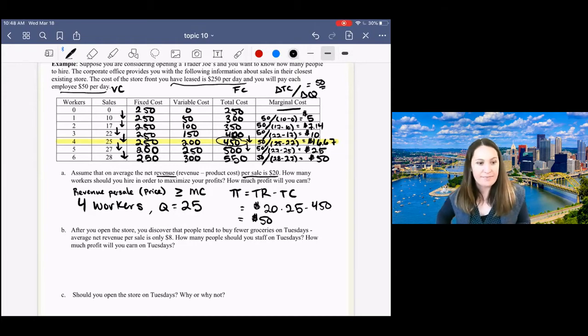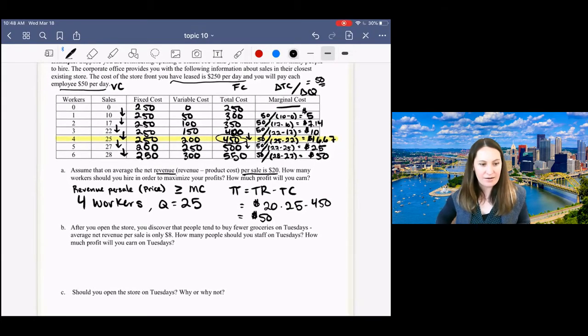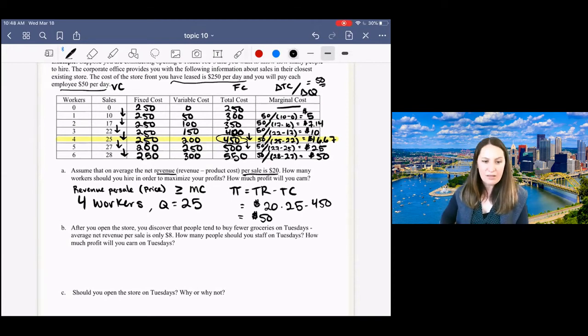All right, now we've already done all our calculations. So now when the price changes in part B, we can just again read numbers off the table to get the answers. So in part B, we see, oh, people come to the store less often on Tuesdays than on other days. Should the store continue to stay open on Tuesdays? And how many people should we staff? How much profit will we earn?